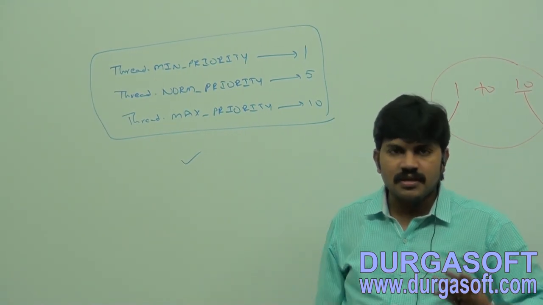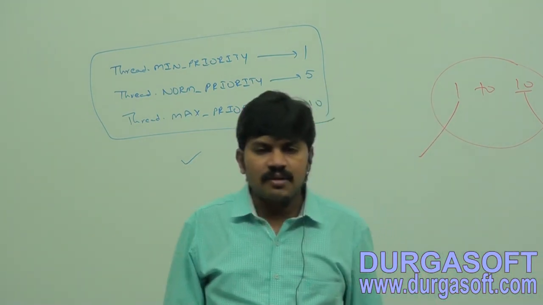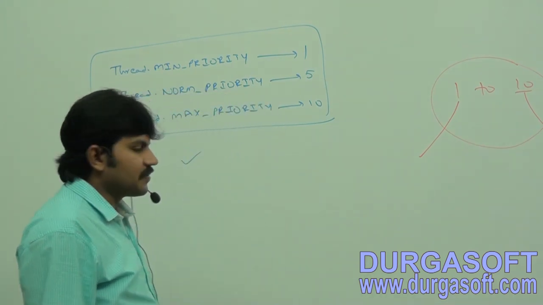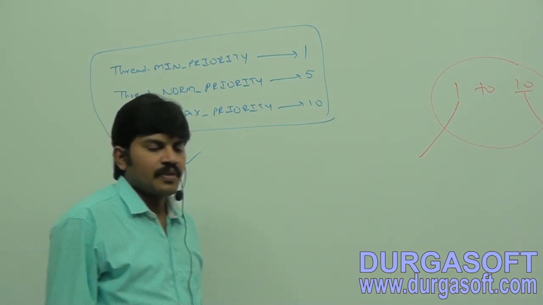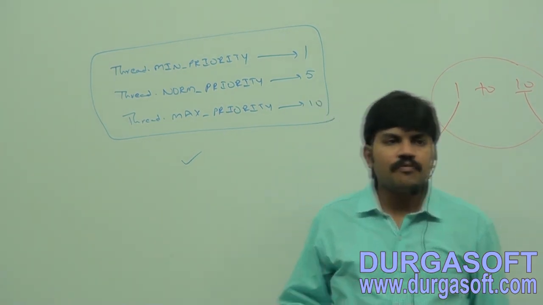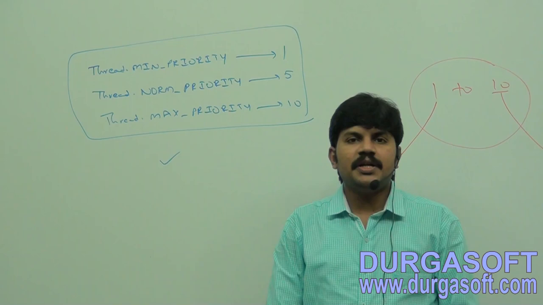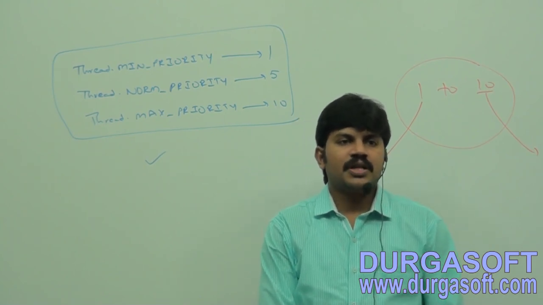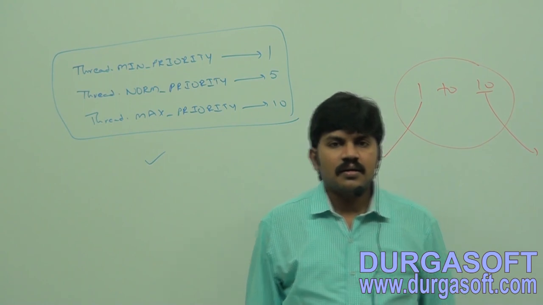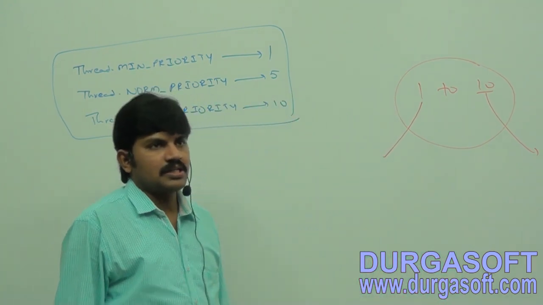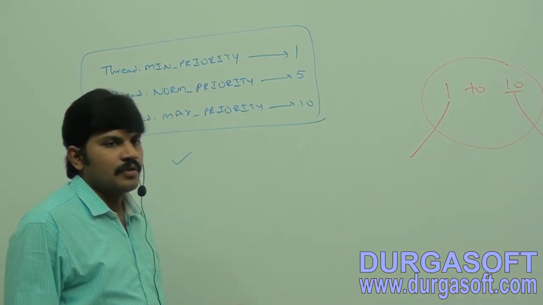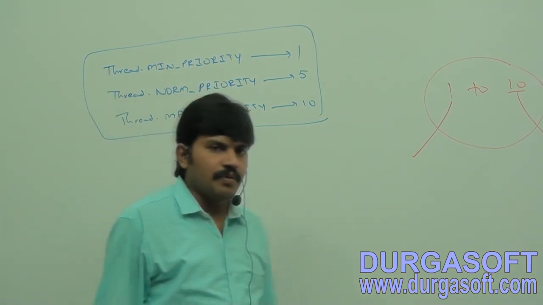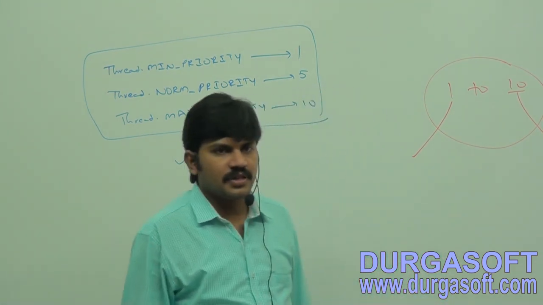Every thread in Java has some priority. It may be the default priority generated by the JVM, or a customized priority provided by the programmer.